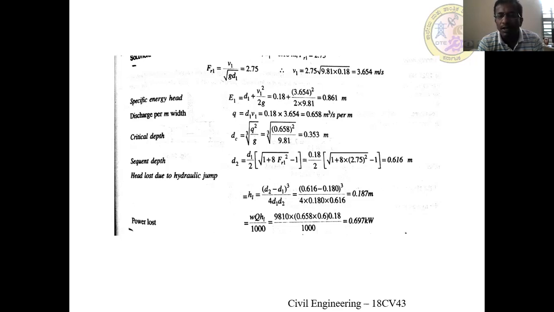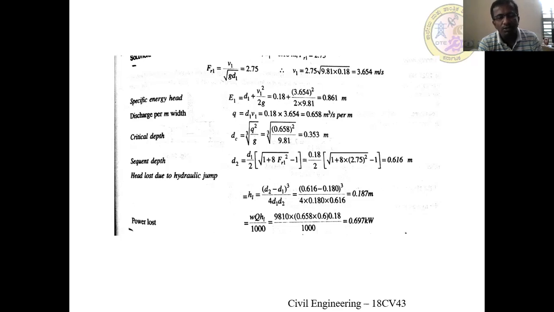It is greater than d1, since d1 is 0.18. So therefore it is okay. Next, the sequent depth. Sequent means the depth after the jump. Using the formula d2 equals d1 by 2 into square root of 1 plus 8 F1 square minus 1. We know d1, we know the F1 value, substitute it and get 0.616 meter. y2 is greater than yc, so it satisfies the conditions of hydraulic jump.